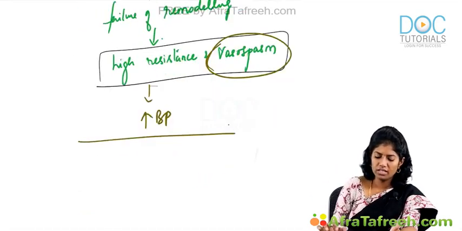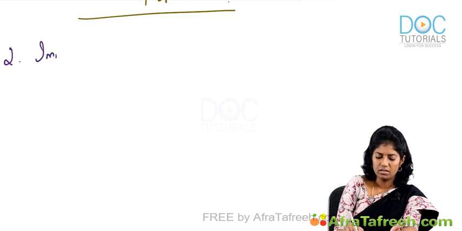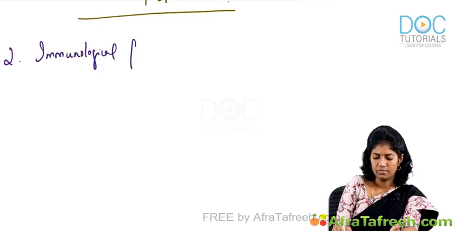Okay, so next is what? Immunological factors. So I told you 4 factors in the beginning. Abnormal trophoblastic invasion, second is immunological, third is maternal maladaptation and fourth is genetic factors. So, second is immunological factors. So, what is immunological factor?